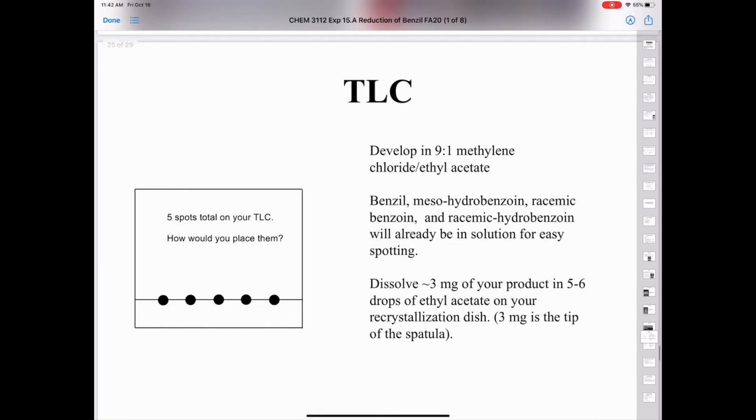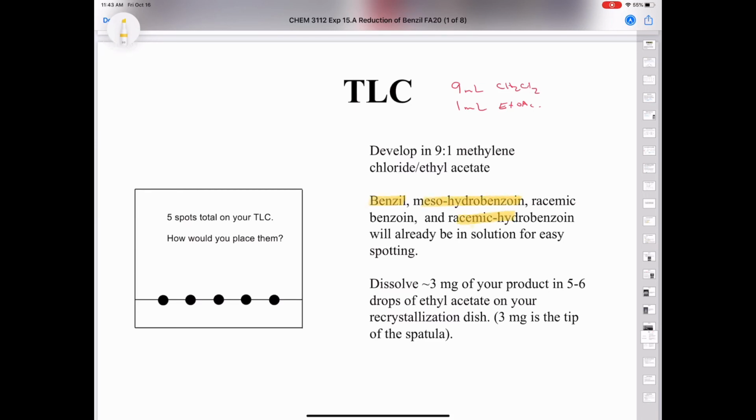solid. The TLC will be run using a mixture of 9:1 methylene chloride or dichloromethane to ethyl acetate. That means you're going to take 9 milliliters of dichloromethane and 1 milliliter of ethyl acetate in your 10 mil graduated cylinder, and you're going to put that in your developing chamber.